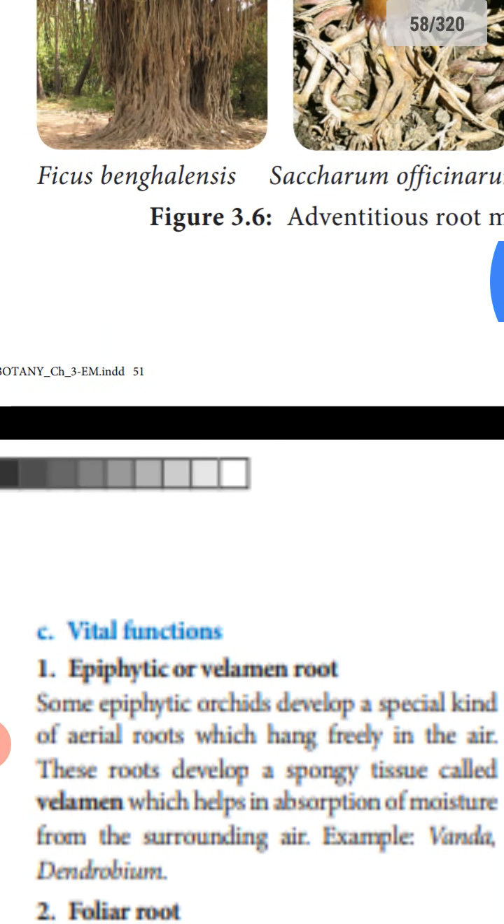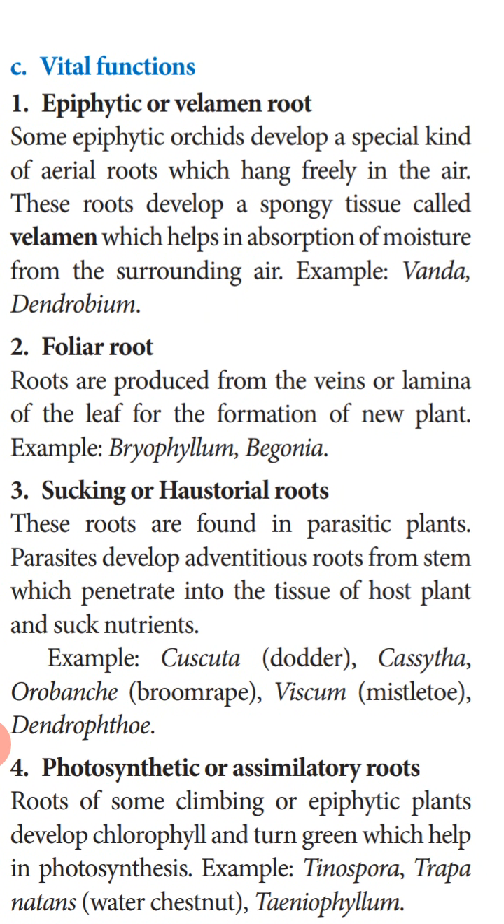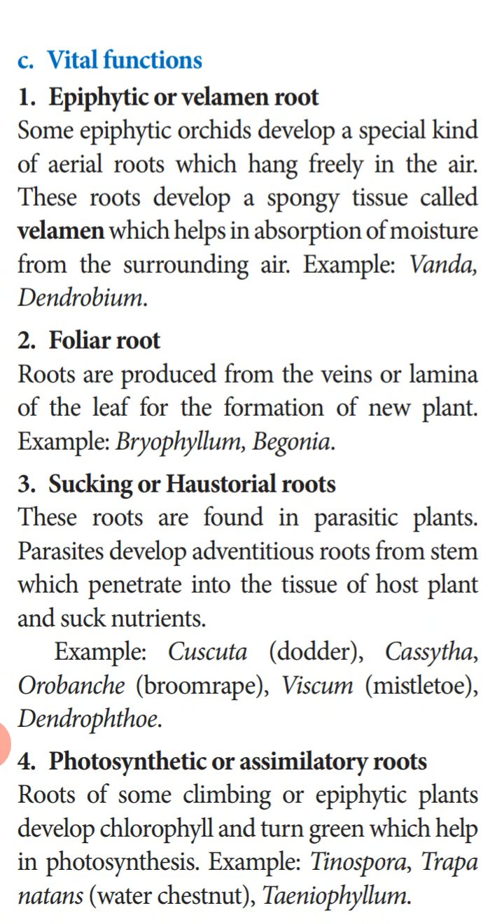Next we are going to study about the vital functions roots. Vital functions means that the plant, for their survival, is producing such types of roots. So first one is the epiphytic or velamen root. Epiphytic, already we know, epi means upon, phytic means plant. So some plants grow on other plants. So for their support, they give out a special type of roots. They are called the velamen for their growth.